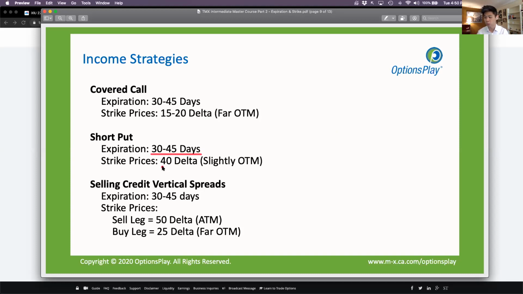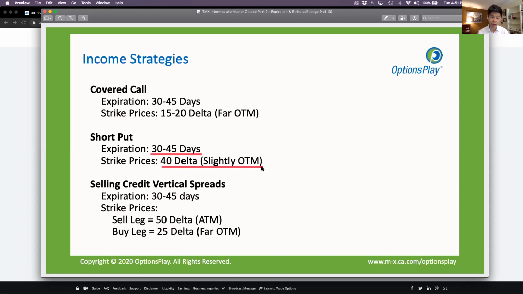Now, the difference here with short puts is that you actually want to sell something that's really close to the current price. So about a 40 delta, something that has a much higher probability of this put being in the money, because when you're selling a put option, you want to own the stock. So you want to increase the probability of owning the stock. So that's why we use a 40 delta. So a 40% chance of owning that stock.